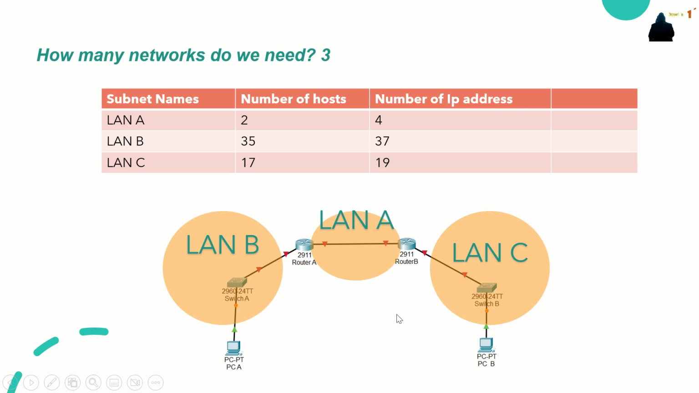But also we should remember I need 4 more IP addresses because one IP address should be reserved for network address and one for broadcast IP address. For example, in LAN B, you need to have 37 IP addresses, 35 for hosts and 2 for broadcast and network address. Yes, it includes all of the networks in our system.